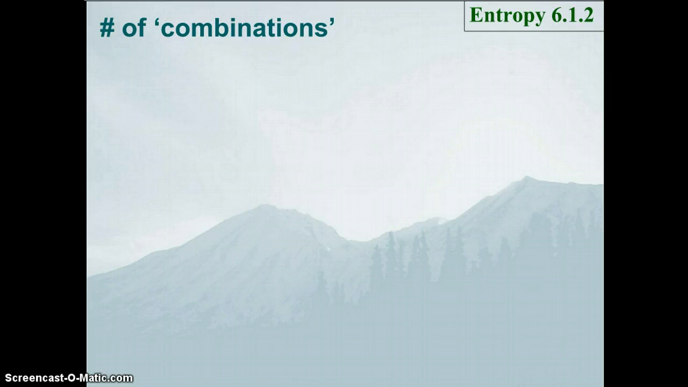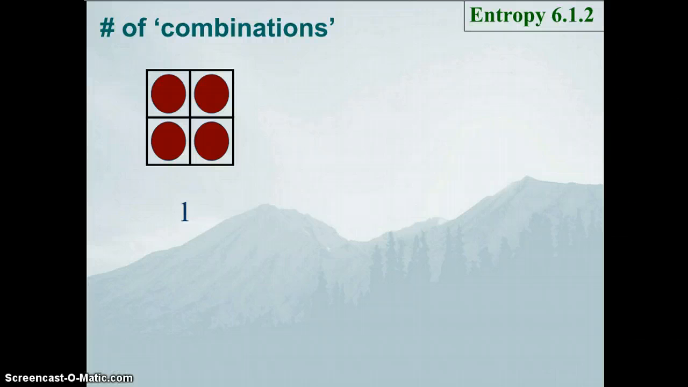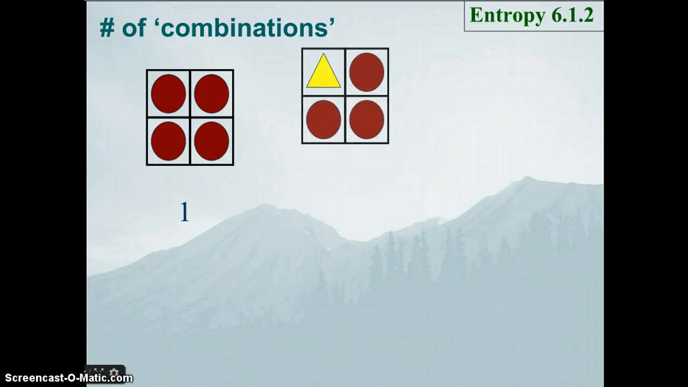So before we discuss and define what entropy is, let's take a very simple system. I have a box that has 4 holes in it, and I have 4 red circles. There's only one way that I can arrange those 4 circles into my 4 boxes. So the number of unique combinations is only 1. But if I take the same set of 4 boxes, but I have 1 triangle and 3 red circles, then I actually have 4 different combinations. Basically 4 different ways I could arrange everything.